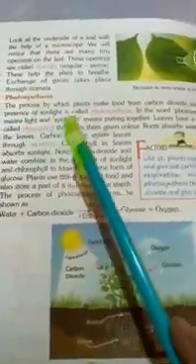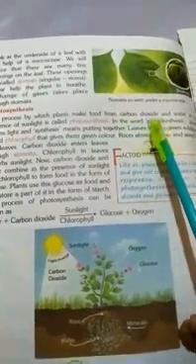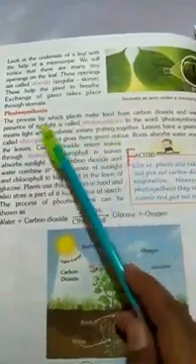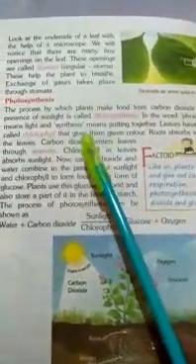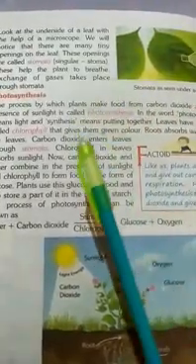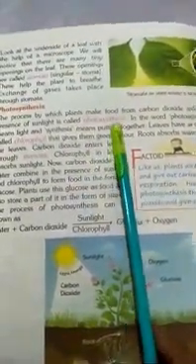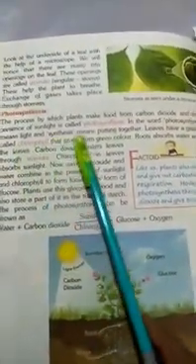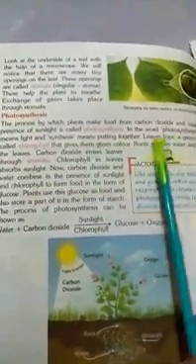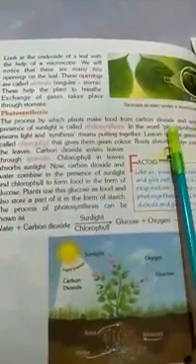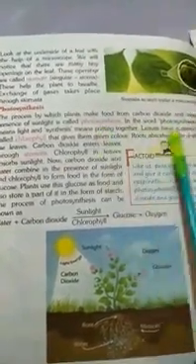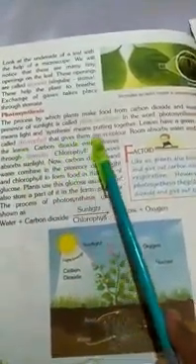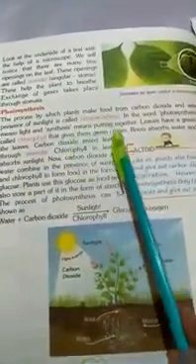Then photosynthesis: the process by which plants make food from carbon dioxide and water in the presence of sunlight is called photosynthesis. In the word photosynthesis, photo means light and synthesis means putting together. Leaves have a green substance called chlorophyll that gives them their green color. So because of the chlorophyll the leaf looks green.